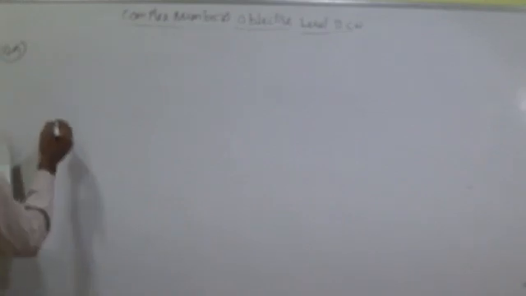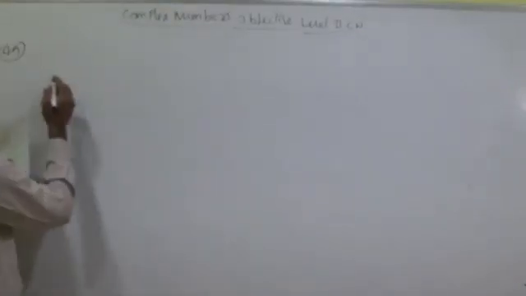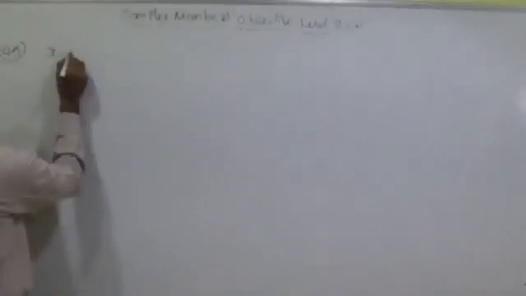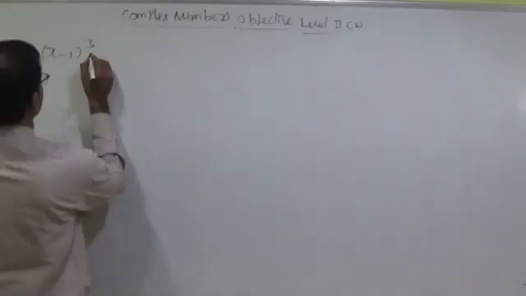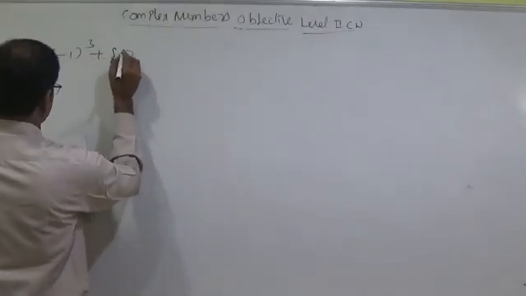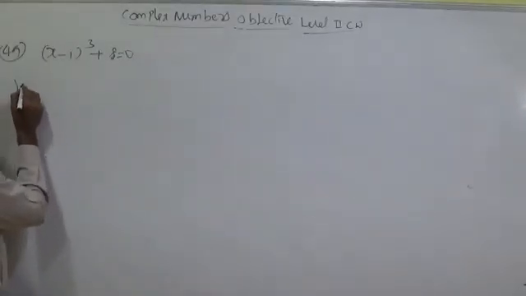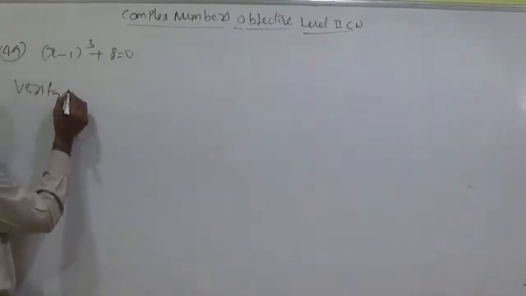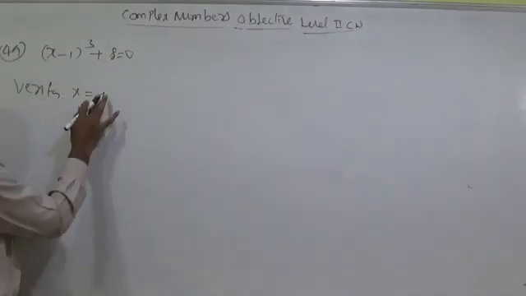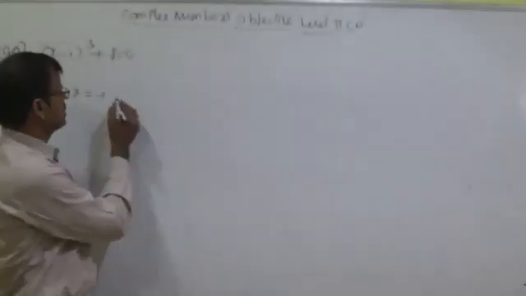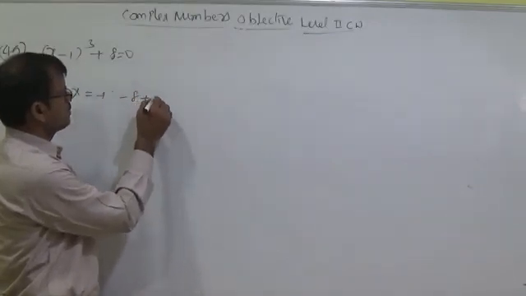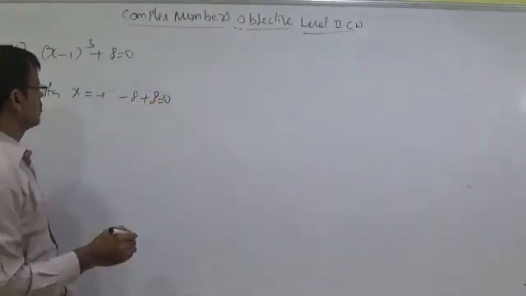Forty-ninth question. If the cube roots of unity are 1, omega, omega square, then the roots of the equation x minus 1 whole cube plus 8 equal to 0. Better to verify the options. Verify x equal to minus 1. If you put minus 1, it becomes minus 2 whole cube, minus 8 plus 8 equal to 0. So minus 1 is a root.